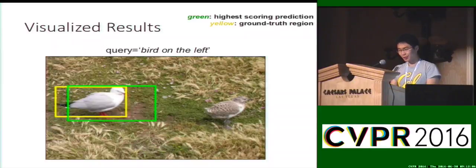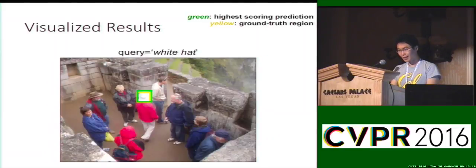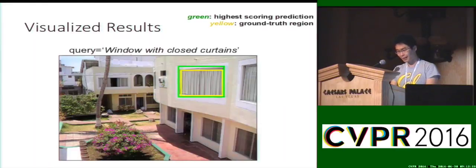Here are some visualized results on this dataset. Given the query text, the yellow box shows the ground truth region, and the green box shows our retrieval result. In this image, our method successfully localized the bird on the left, and it picked up the white hat correctly in this example. And also the window with closed curtains here.